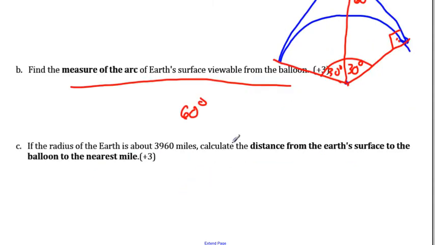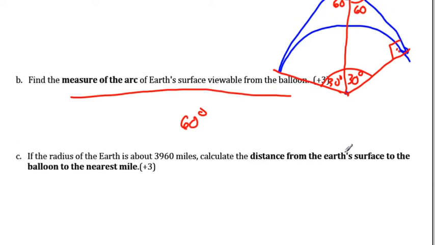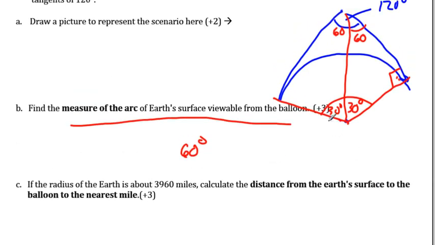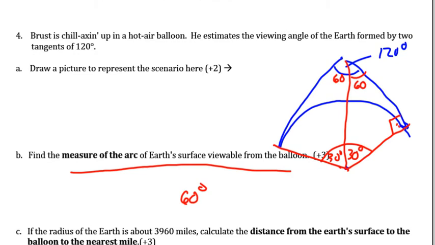Okay, in part C, if the radius of the Earth is about 3960, calculate the distance from the Earth's surface to the balloon. Alright, so we're looking specifically, this is C, we're looking for this distance right here. So we know that this is 3960. We know that this piece here is also 3960, but let's call this whole distance y. Okay, and what else do we know?